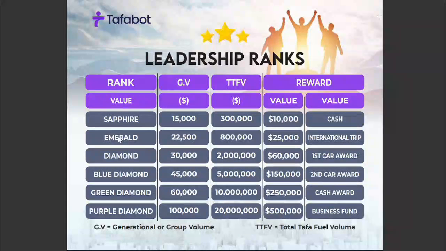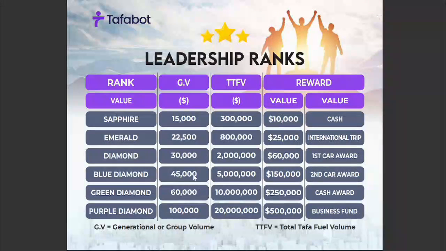All right, then the next here is emerald, and for you to become an emerald, you should have accumulated 22,500 generational volume and then 800,000 total Tafa fuel volume, and your reward here is $25,000. The value is an international trip. Then diamond: 30,000 GV and 2 million TTFV, total Tafa fuel volume of 2 million. So for you to become a diamond, you should have accumulated 30,000 GV and 2 million TTFV, and then the value of your reward here is $60,000 and first car award.